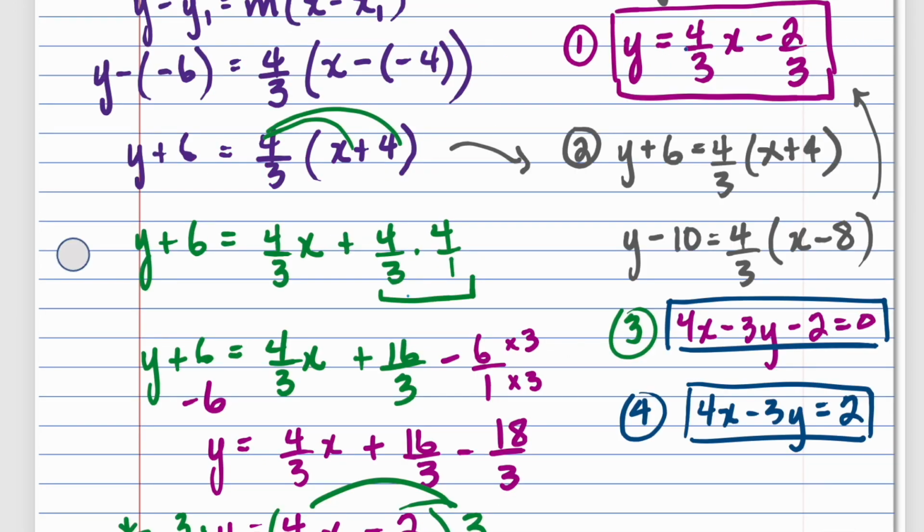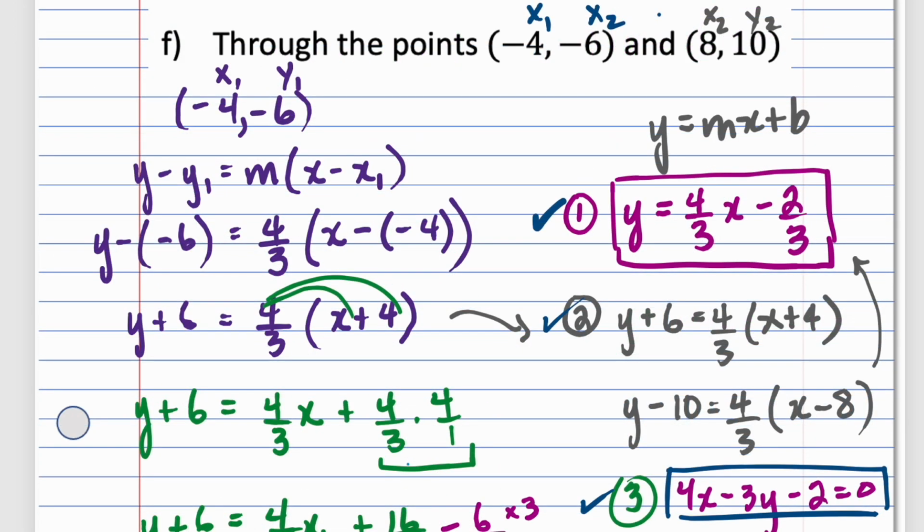And there it is. We have the y is equal to mx plus b form, the point slope form, the general form, and the standard form of the equation. All these forms given 2 points.